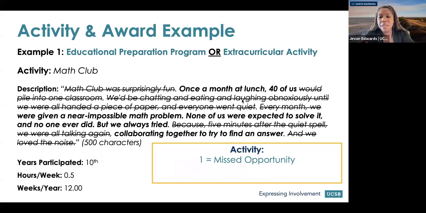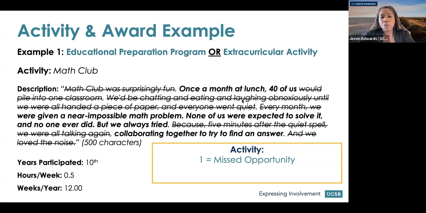So they're saying once a month at lunch, 40 of us were given a near impossible math problem. None of us were expected to solve it, and no one ever did, but we always tried, right? There's a lot of information that you can see that's lined out, right? Looking at that second sentence, we'd be chatting and eating and laughing obnoxiously. Let's clear it out. Let's remove it. That last sentence there, and we love the noise. I'm not sure what they're trying to tell me with that. Let's remove it. So this is a little bit cleaner.